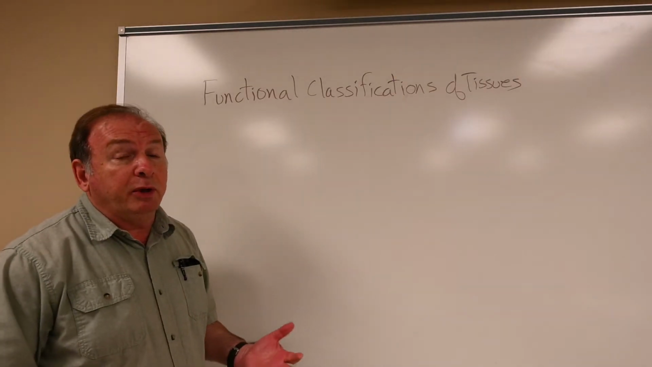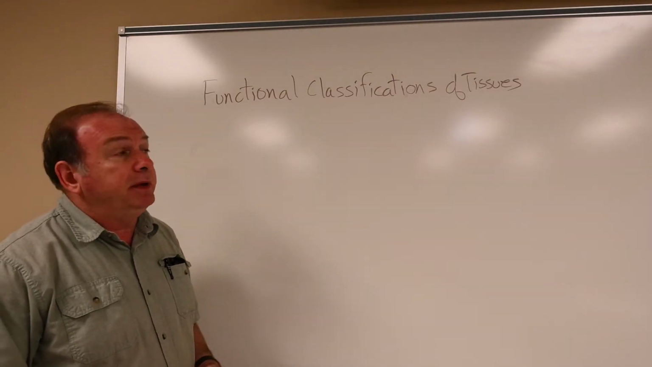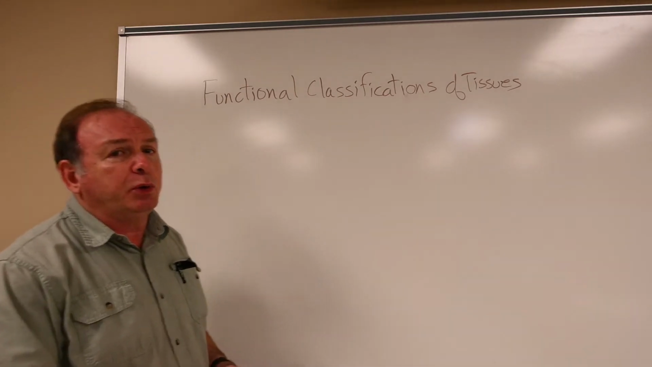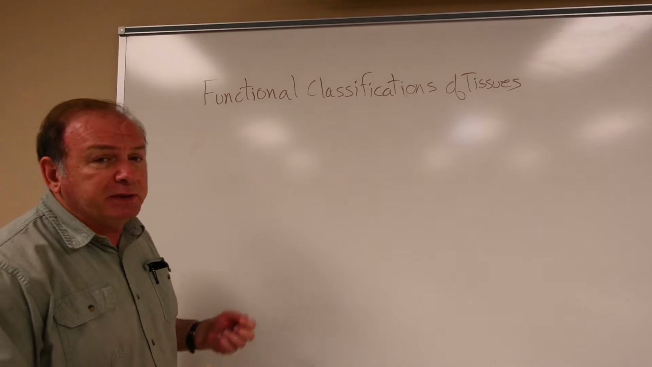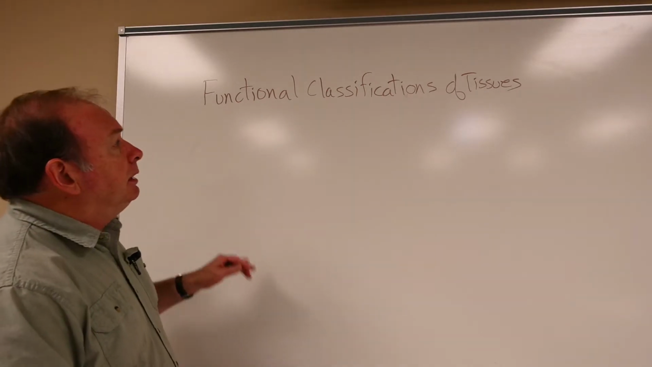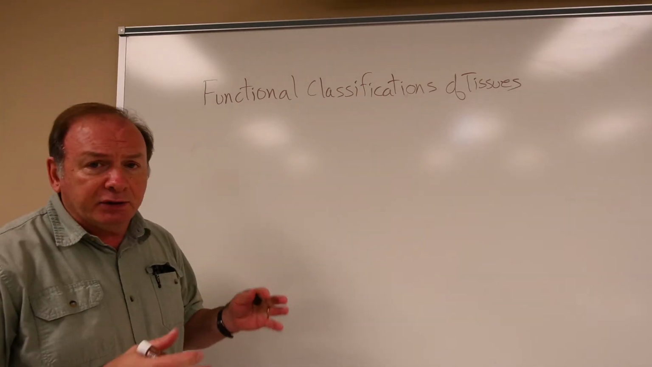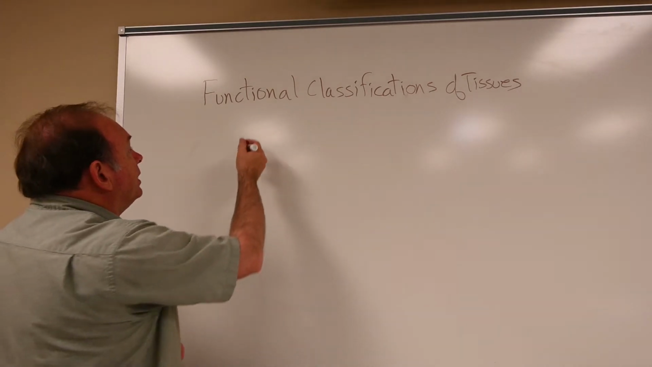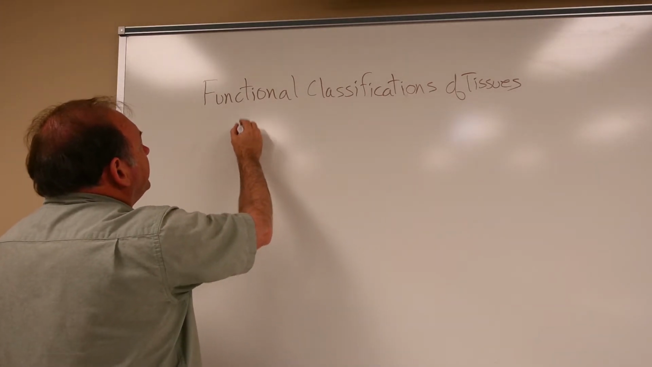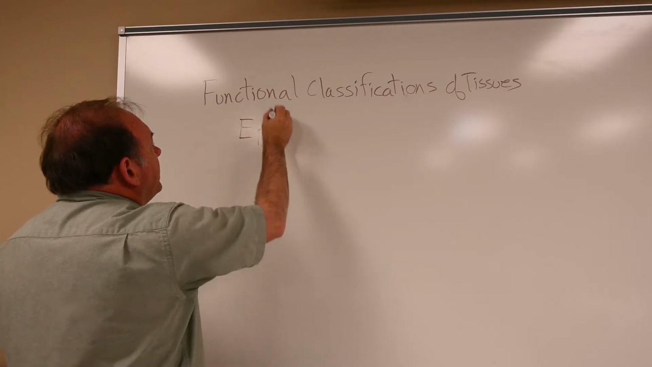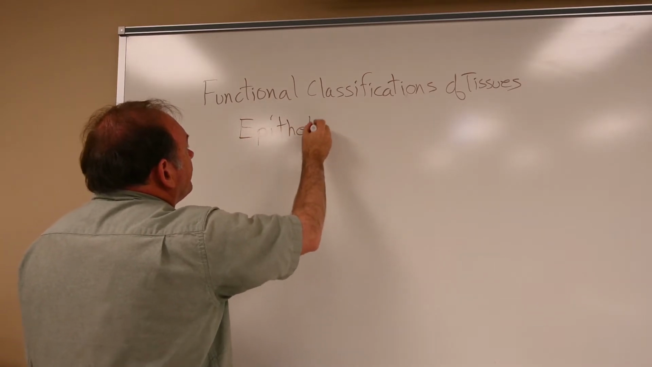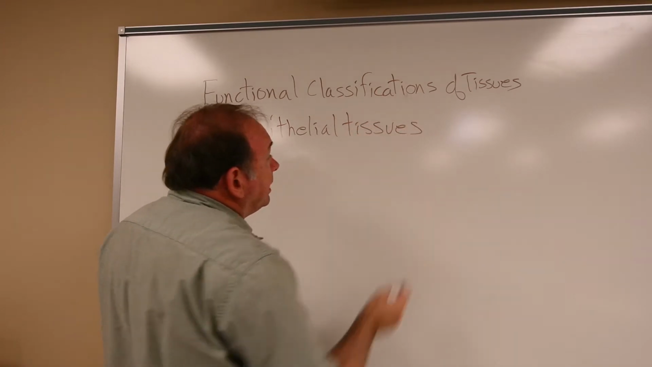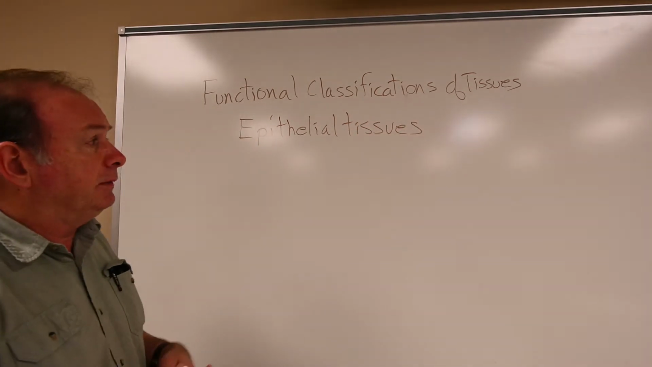Now that we have a little bit of background on the development of the different tissues, that specialization process whereby we get these specific cell types, let's talk about our functional classifications, our groupings of tissues. There are 4 primary categories. First of all, the epithelial tissues. When we think of epithelium, we think of our skin first off.